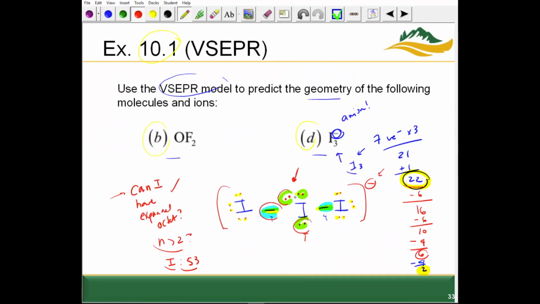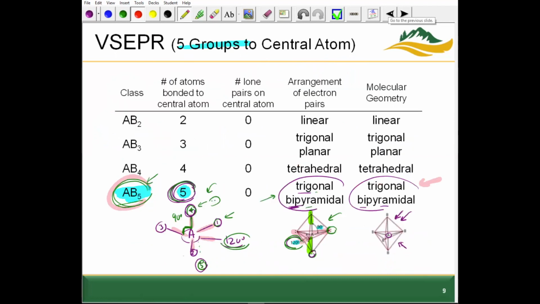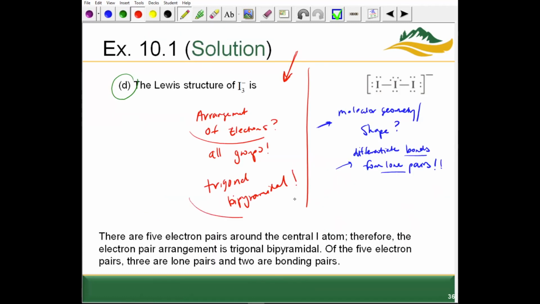For just the arrangement of electrons, we counted 1, 2, 3, 4, 5 groups around the central atom, and just looking at the arrangement of electron pairs, this is considered trigonal bipyramidal. For the molecular geometry, however, this would only be trigonal bipyramidal as well if we had all 5 bonds. For our current example, we have 2 bonds and 3 lone pairs. So trigonal bipyramidal for 5 total groups around the central atom.